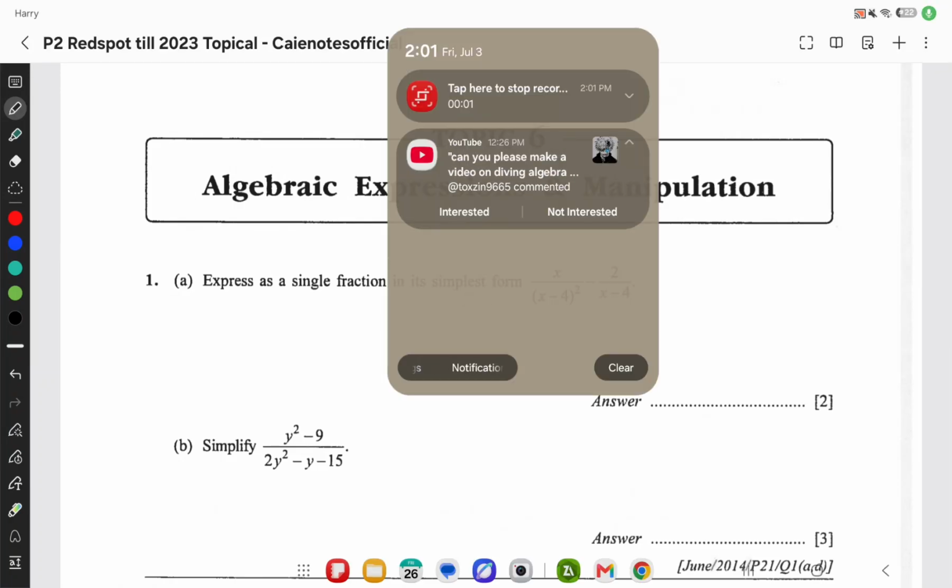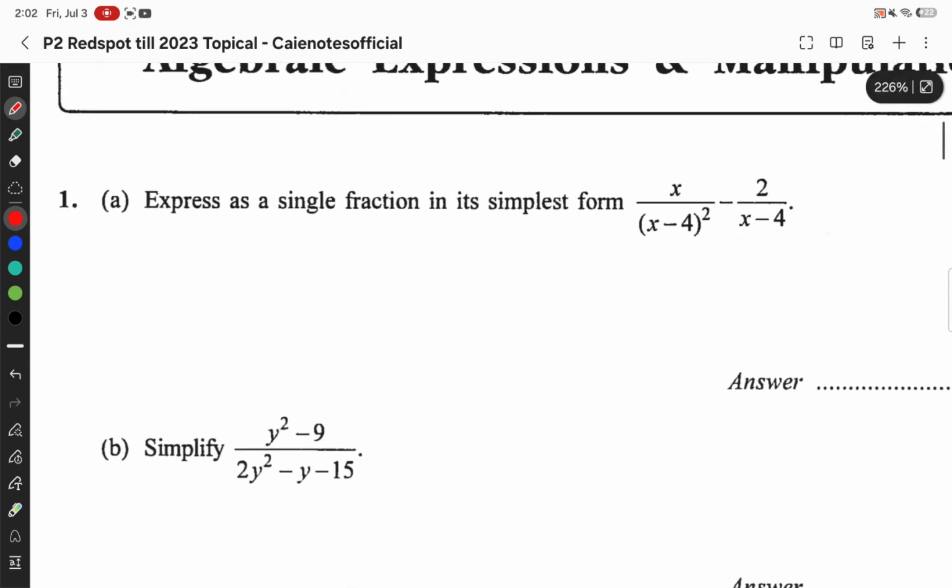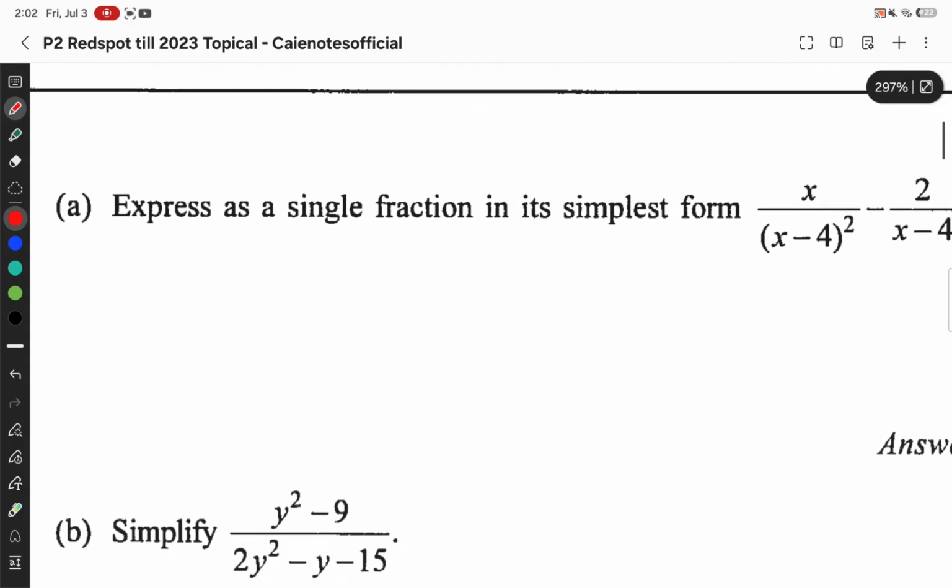So this guy asked if I can do algebraic fractions and dividing algebra. Before we step into it, I want you to revise fractions, factors and multiples. What is a factor? A factor of a number is such that it evenly divides that number. For example, 6 has the factors 1, 2, 3 and 6 itself.